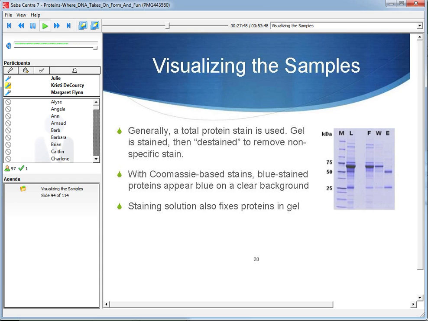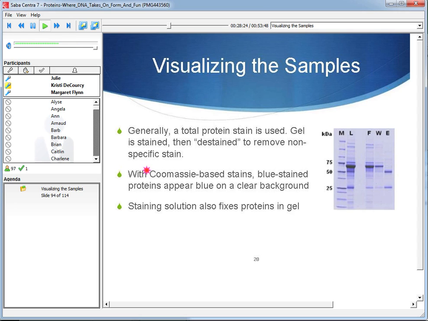And generally we use a stain for total protein. You soak your gel in stain, and then you destain it to remove any non-specifically bound stain. And what you get, in the case of this example, are blue bands on a relatively clear background. And historically, most of the stains that have been used have been Coomassie based, in which case you do have blue on clear. And again, historically, most of the stains that have been used have used a form of Coomassie called Coomassie R, which has been the historic stain of choice.